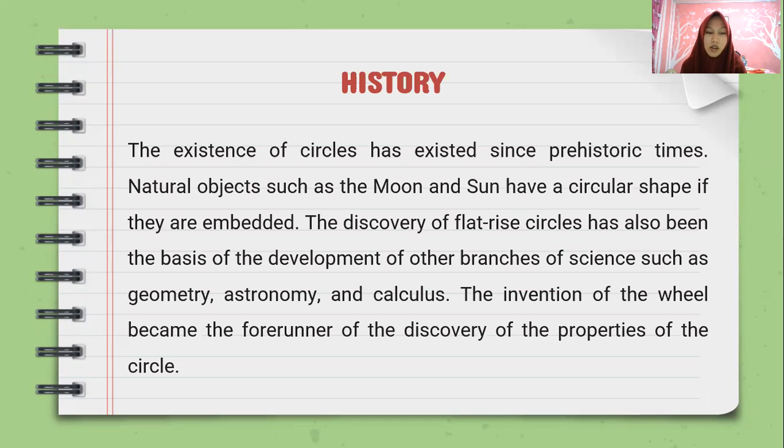The existence of the circle has been known since prehistoric times. Natural objects such as the moon and sun have a circular shape. The discovery of the circle has also been the basis of the development of other branches of science such as geometry, astronomy, and calculus. The invention of the wheel became the forerunner of the discovery of the properties of the circle.